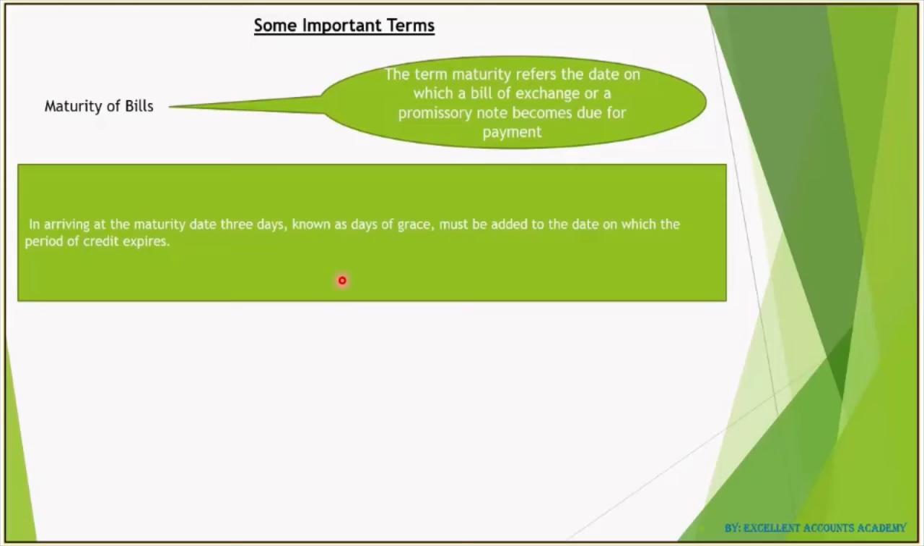So, for example, if a seller is drawing a bills of exchange for 30 days from a given date, then the due date would be 30 plus 3, because 3 days are to be added as a grace period. So it will fall due after 30 days from the date of the drawing plus 3 days of the grace period.